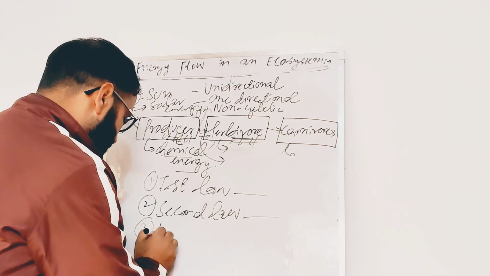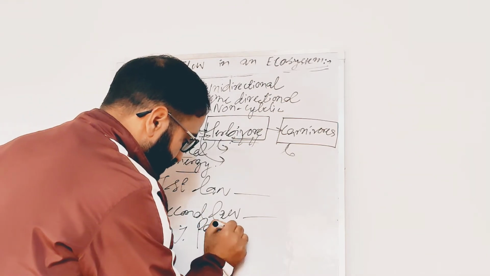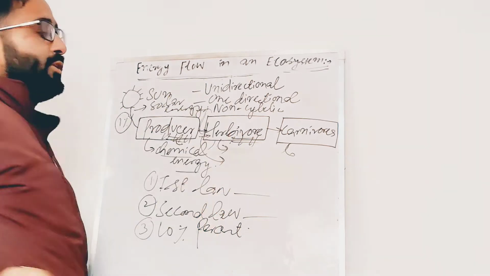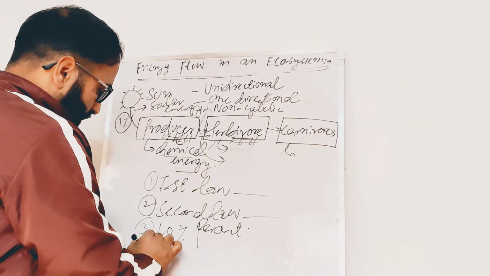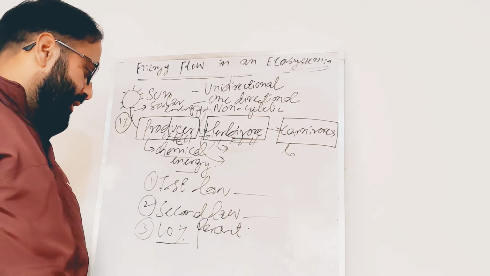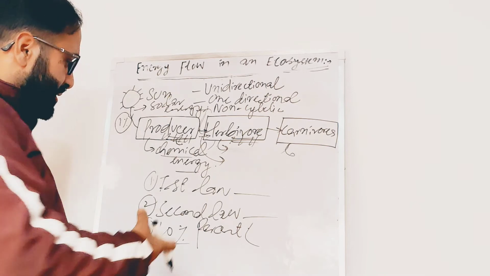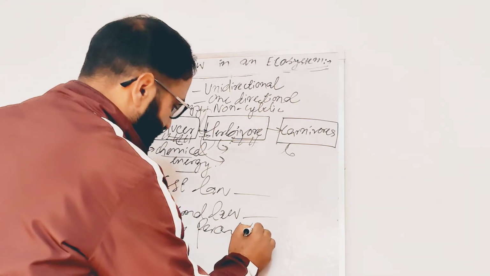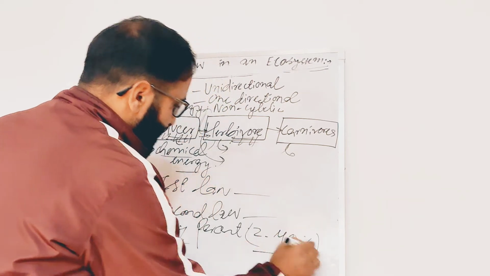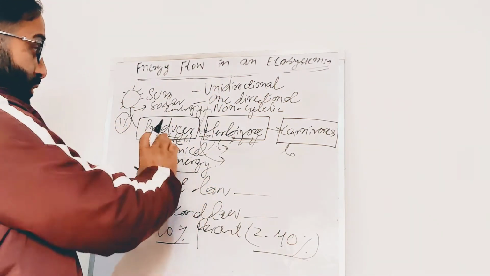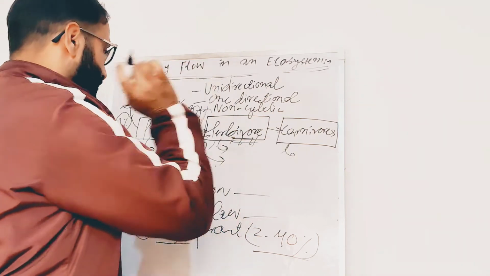So energy flow in an ecosystem also obeys the 10% law. It is not actually always 10%. Typically it is 10%, but it can range from 2 to 40%. Mostly it is 10%. So 10% of energy is transferred from producer to herbivore to carnivore.